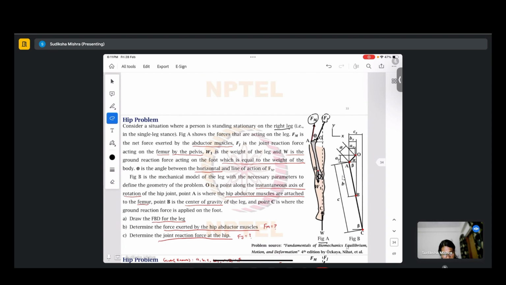And theta is the angle that Fm forms with the horizontal. So this is essentially theta.